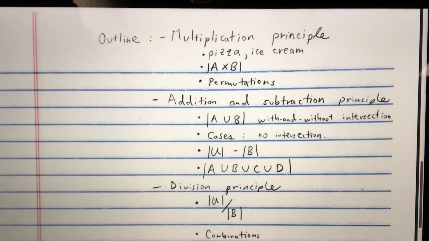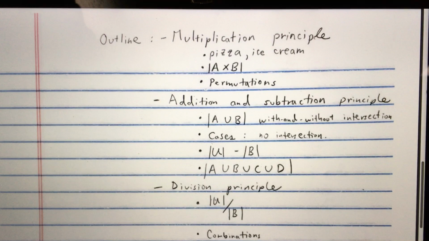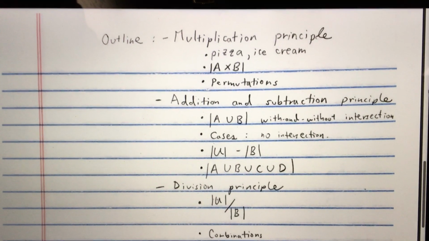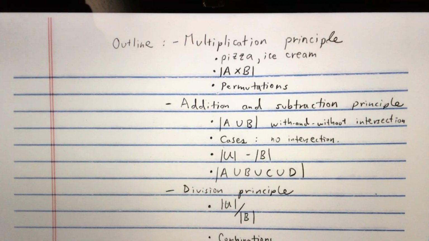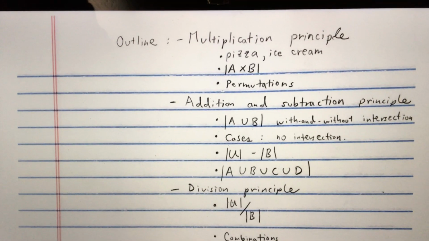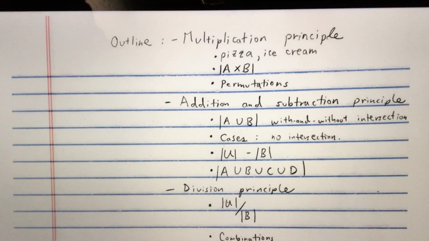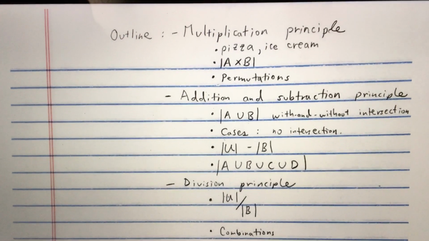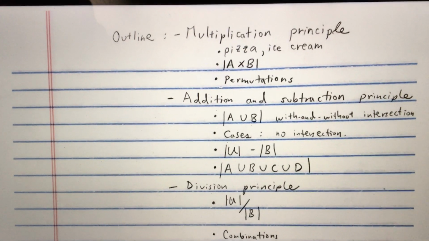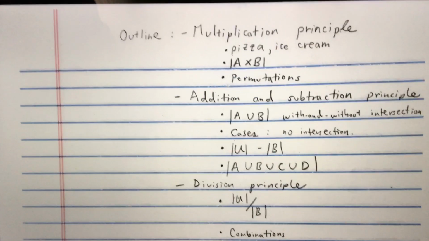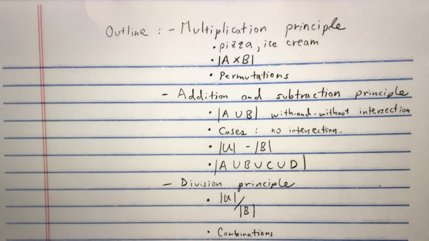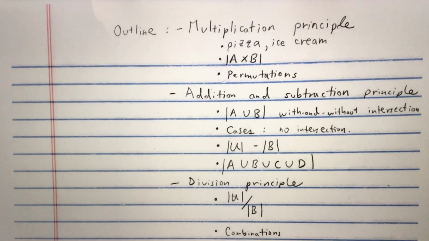Let's look at an outline of what we've covered in Chapter 9 so far. The multiplication principle, where you get to multiply the numbers of options. The pizza and ice cream examples, counting the set A Cartesian product with B, the number of items in that set. And then the next thing we'll mention is the official title, permutations.